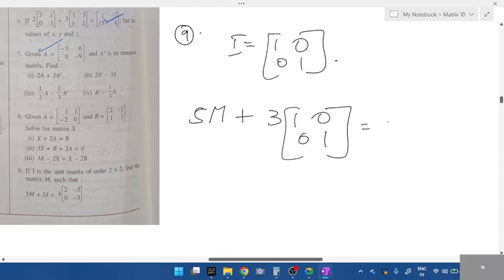If you have just tried, look at 4. Multiply 4 inside. 4 2s are 8. Next, 0 and minus 12.